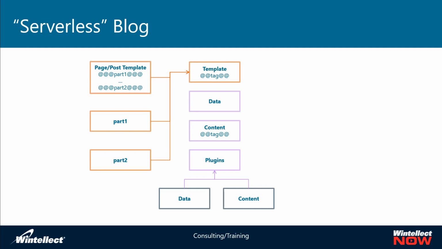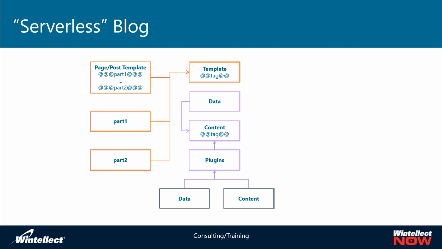Now, because content can have tags, it can reference both plugins and data and embed that into the content. So this gives me multiple layers of customizability. Either I can do it in the template and reference data, or I can do it inside of the content that gets embedded in the template on a per page or per post basis.